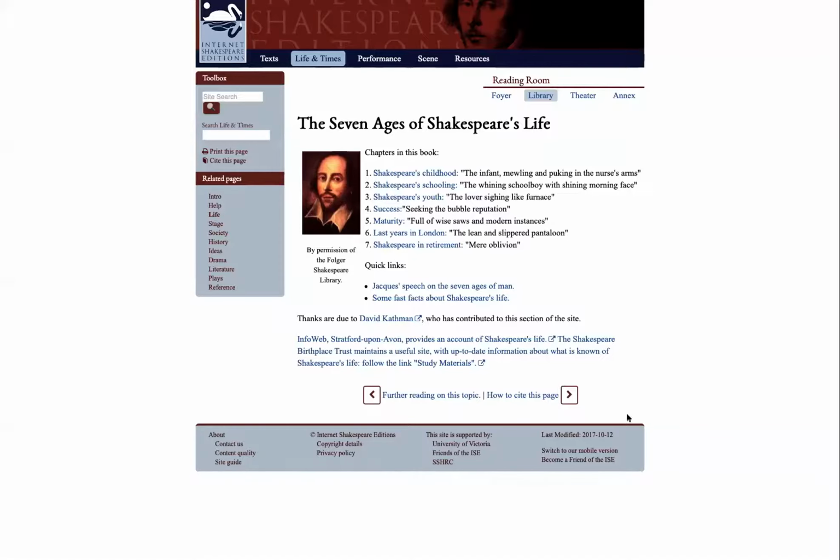All right, so people get interested in Shakespeare's life and times, and so let's take a look at that. The Internet Shakespeare Editions. This is one of my favorite things in the world, not websites, things. And it is so because it has so much information on Shakespeare. I've clicked on the life and times of Shakespeare.